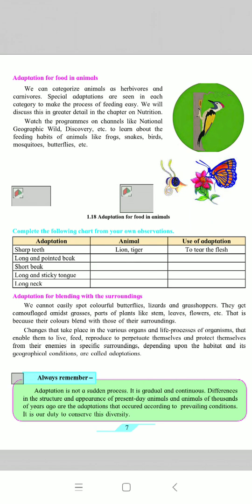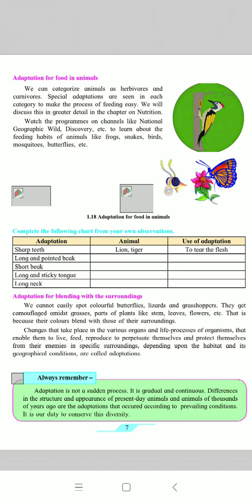Adaptation for blending with the surroundings is very essential for all of these. We cannot easily spot colorful butterflies, lizards and grasshoppers. They hide amidst grasses and parts of plants like stems, leaves, flowers, etc. That is because their colors blend with those of their surroundings, and this is for their survival, to keep them safe. The changes that take place in the various organs and life processes of organisms, which enable them to live, feed, reproduce, and protect themselves from their enemies in specific surroundings, depending upon the habitat and its geographical conditions, are called adaptations.